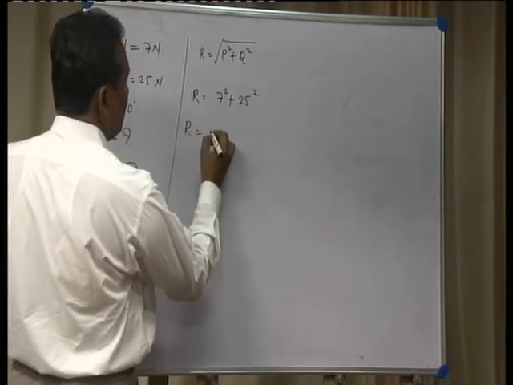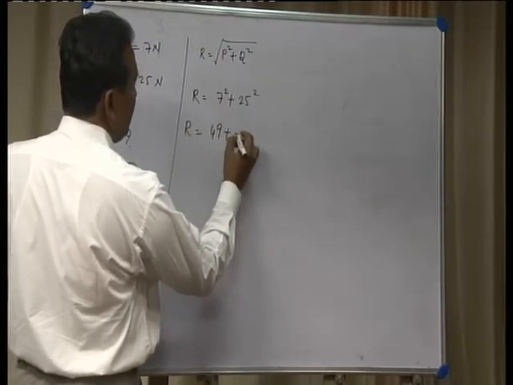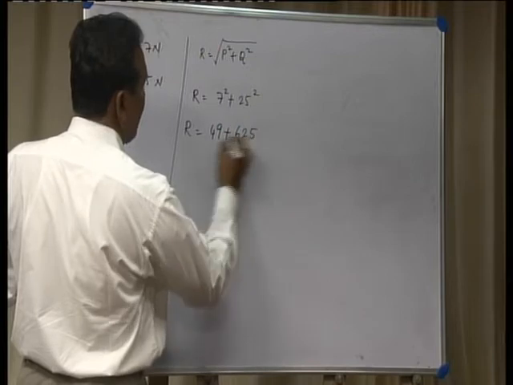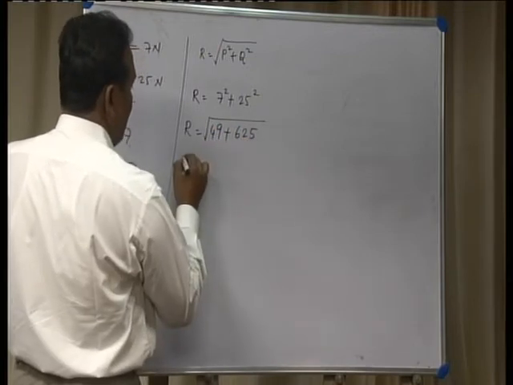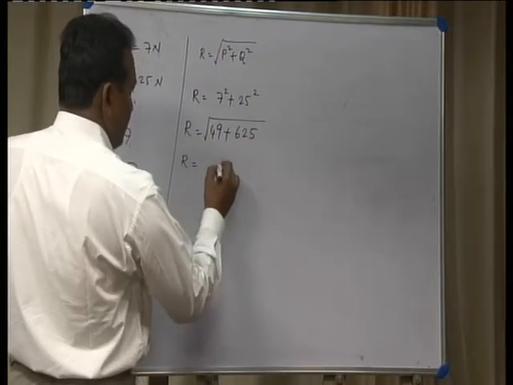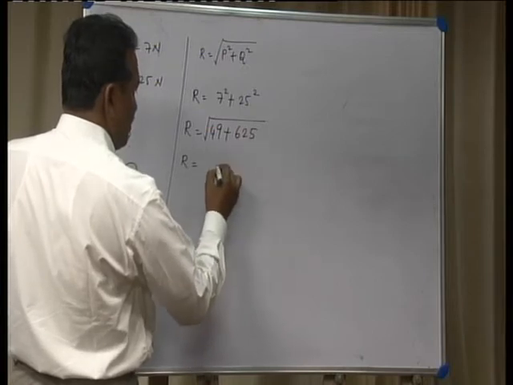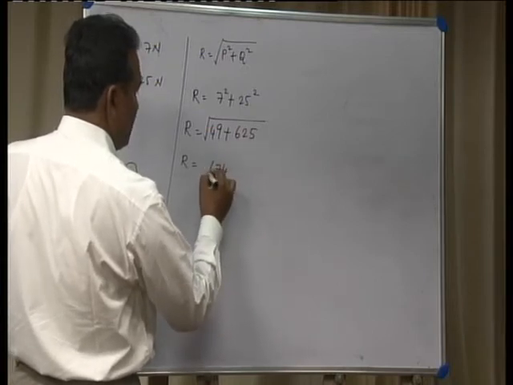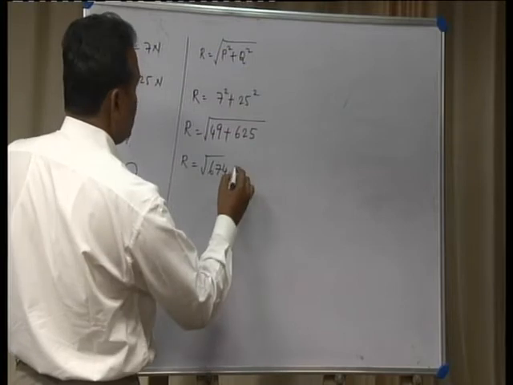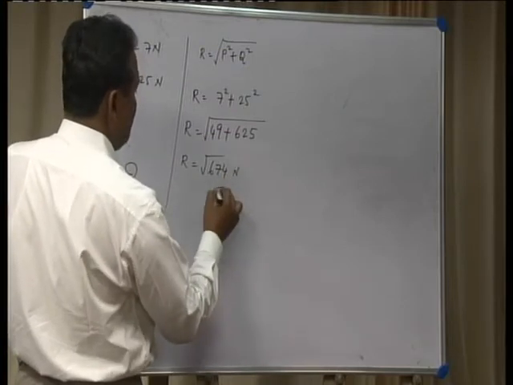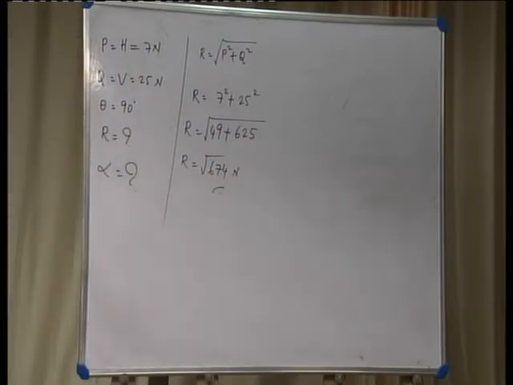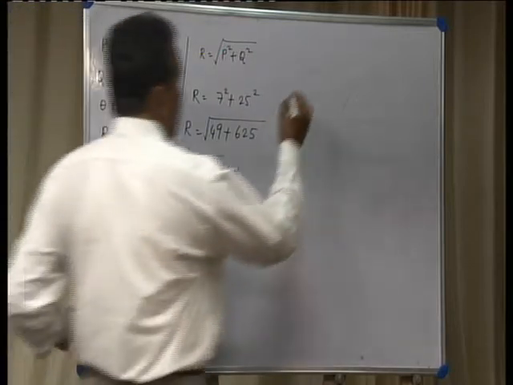R square is equal to 49 plus 625, which is 674. So, R is equal to square root of 674 Newton, which is the magnitude of the resultant. So, what is the direction of the resultant?